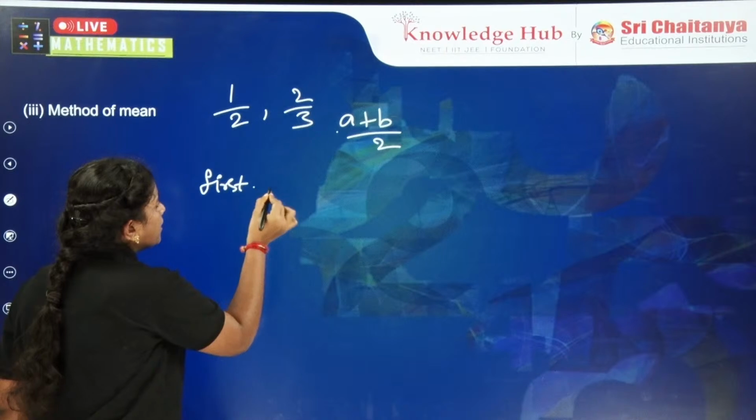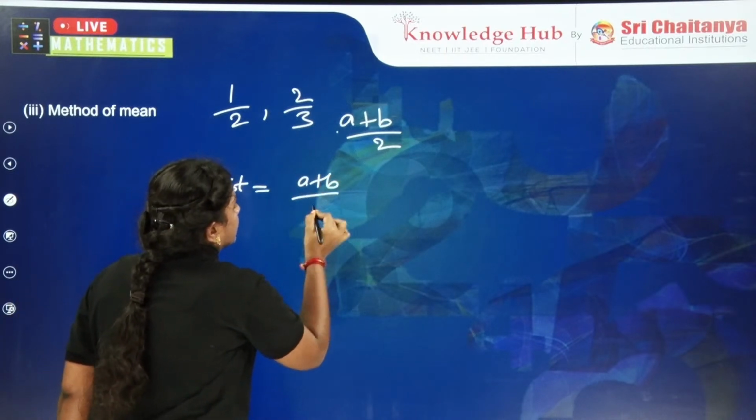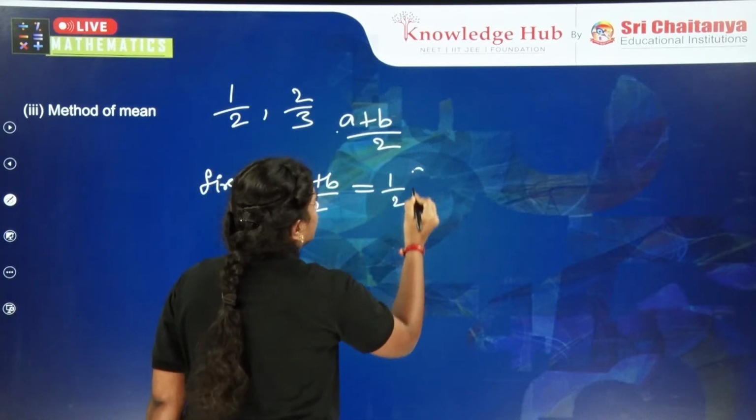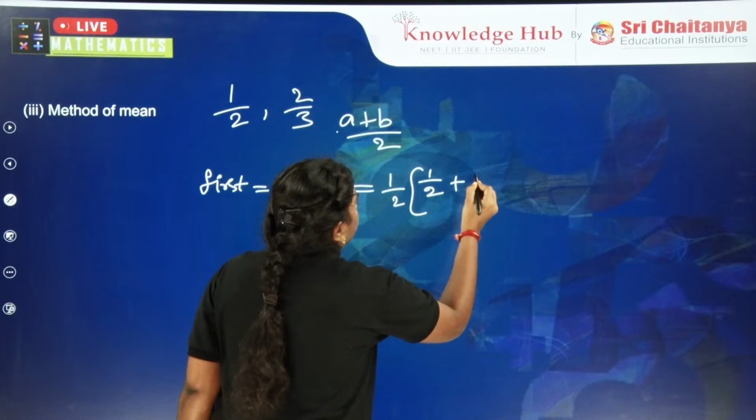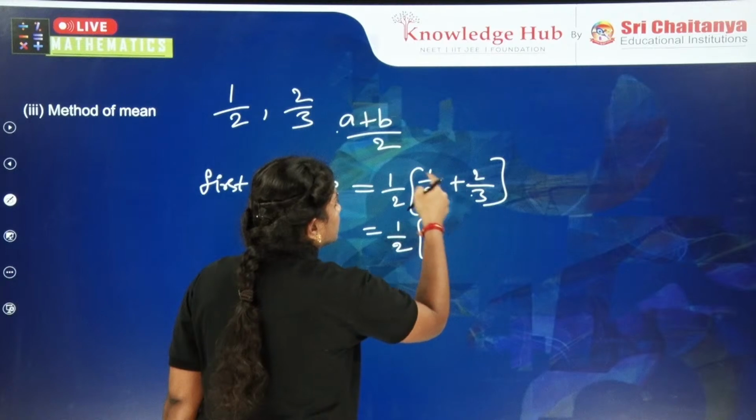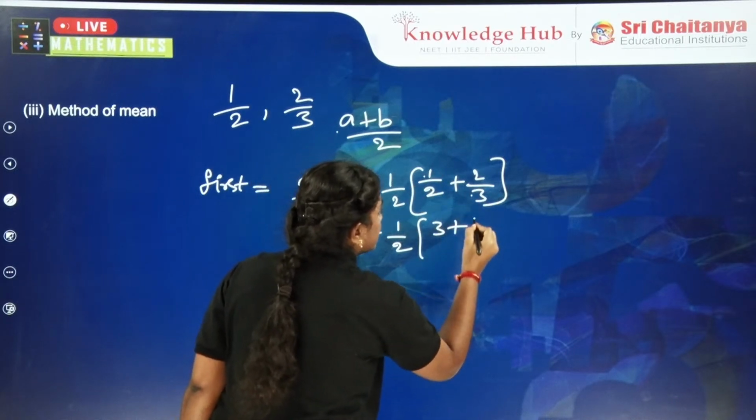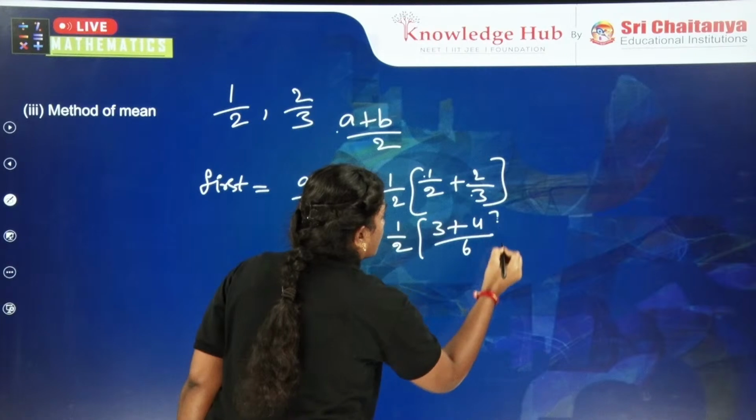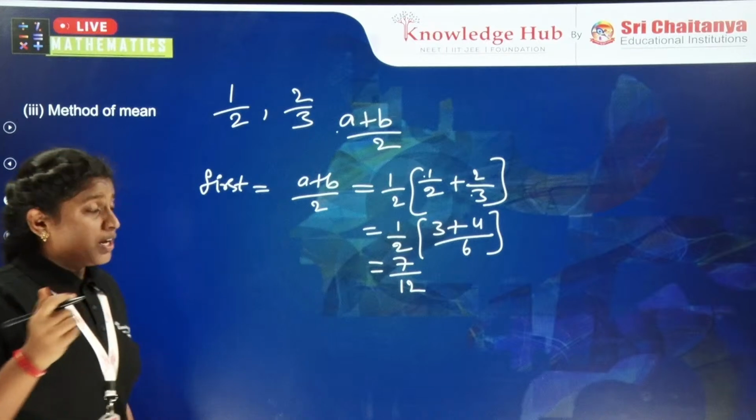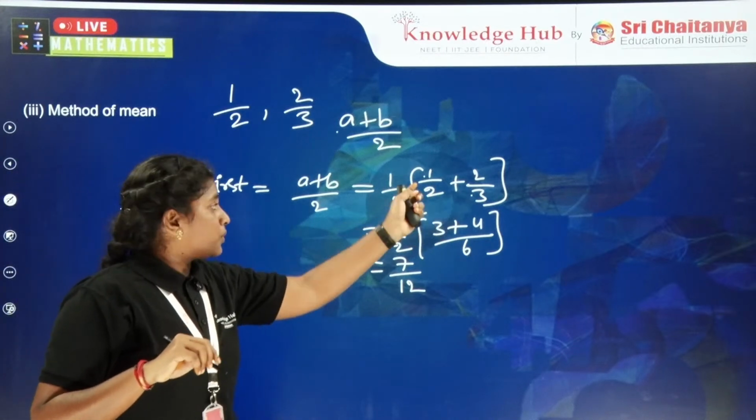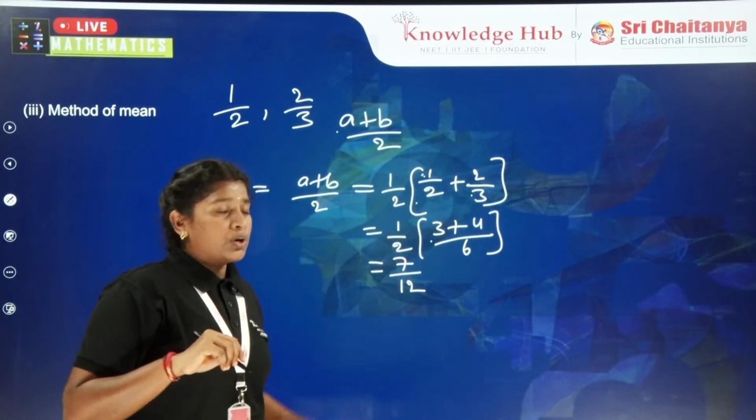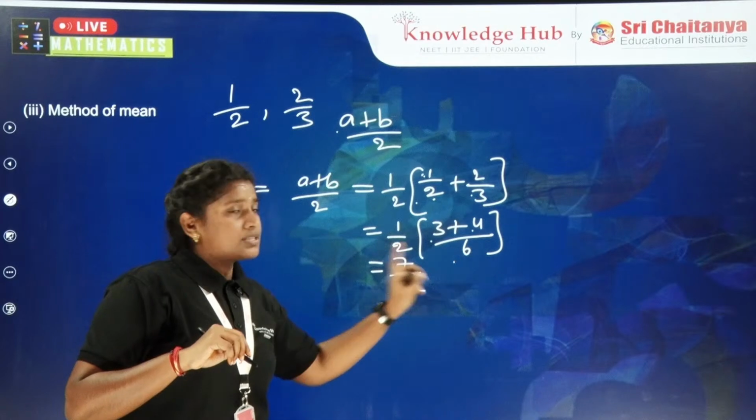Our first rational number will become (a plus b) by 2. That means half of a plus b. So it can be written as half of 1 by 2 plus 2 by 3. Okay. So now it will become half of, so 3 into 1 will give you 3 and 2 into 2 will give you 4, 4 by 6. Okay. Which is nothing but your 7 by 12. Understood? So this is nothing but your fraction addition only. That is, 1 is going to be multiplied with 3, so it will give you 3, and 2 is going to be multiplied with 2, which will give you 4, and 2 into 3 will give you 6.